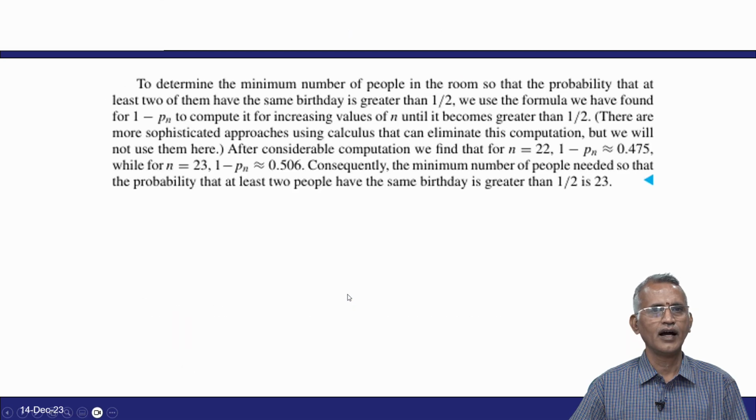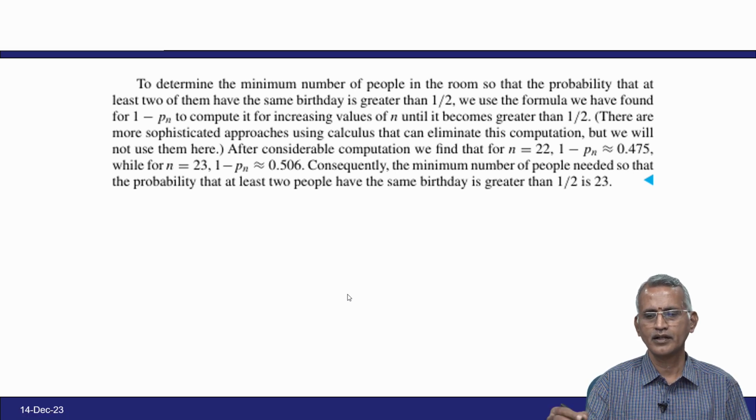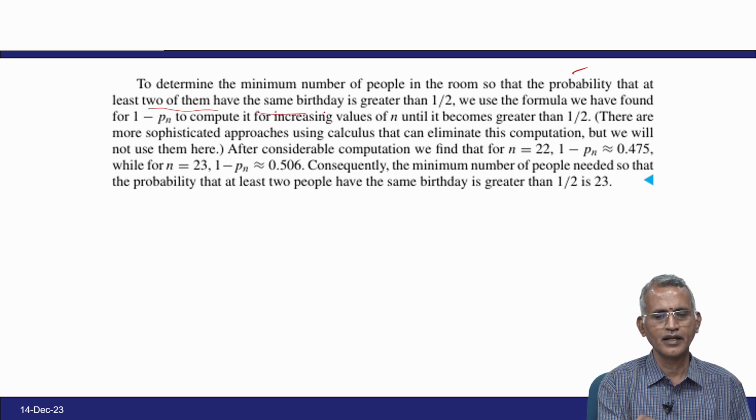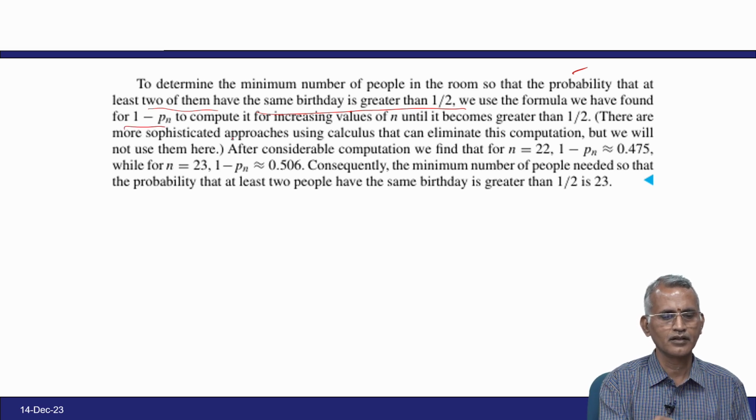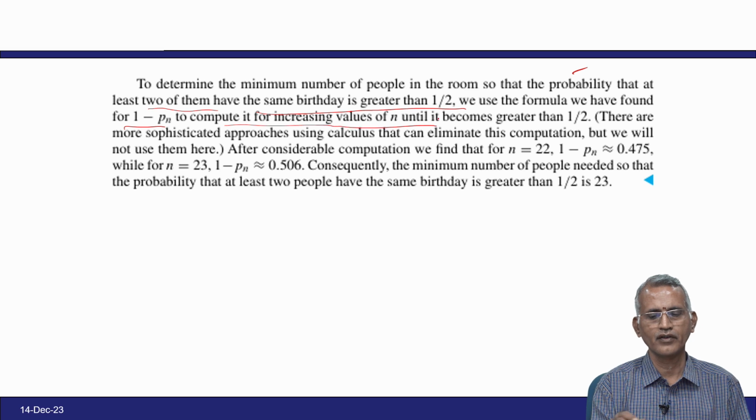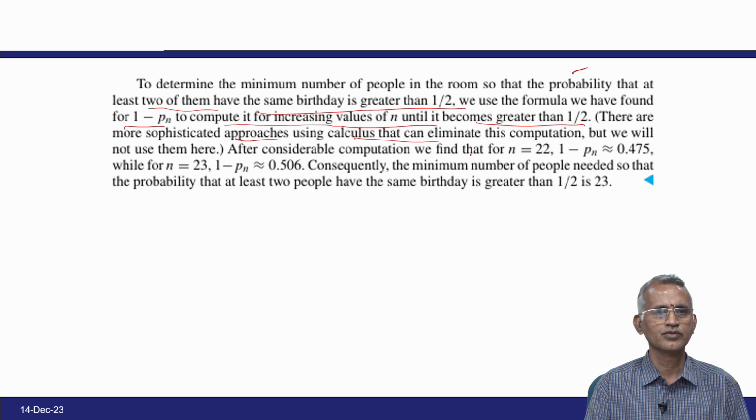So, we have to determine the minimum number of people in the room so that the probability that at least 2 of them have the same birthday is greater than 1/2. So, we use the formula we have found, 1 minus Pn, and compute it for increasing values of n until it becomes greater than 1/2. There are more sophisticated approaches using calculus that can eliminate this computation, but we will not use them here.